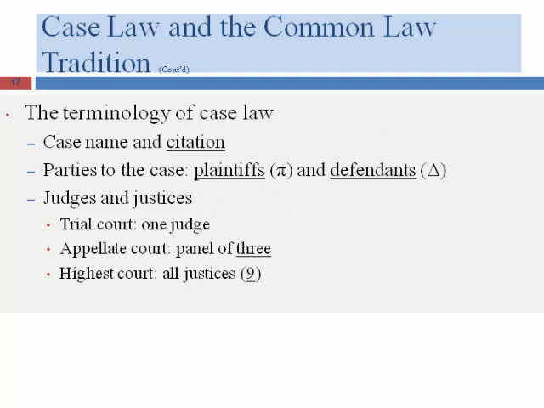I'm going to erase this here. And let's talk about how judges function at this level. Well, at a trial court, there's only one judge. There's a couple of reasons for that. First of all, there's a lot of trial courts.